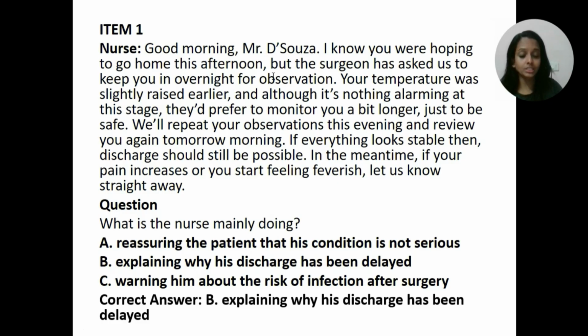Okay, at first option A, that may sound tempting because the nurse says it's nothing alarming at this stage, which is definitely reassuring language. And if you see the option C, may also sound tempting because there is mention of temperature, instructions to report feeling feverish. But what is the main communicative purpose that you have to look for? Isn't it? The nurse begins with, "I know you were hoping to go home this afternoon, but." So that but matters here. Got it? It signals the real point.